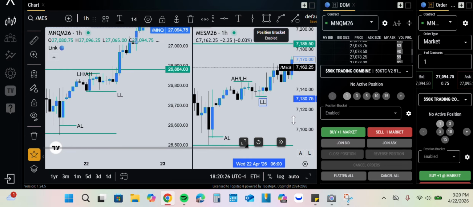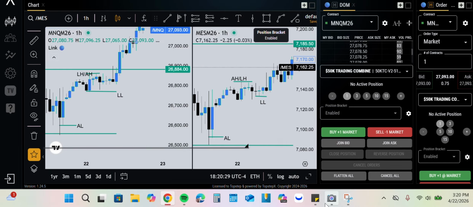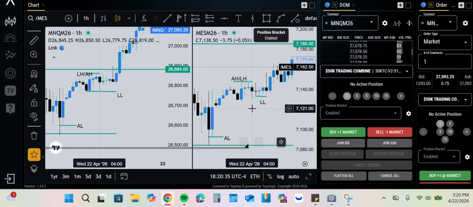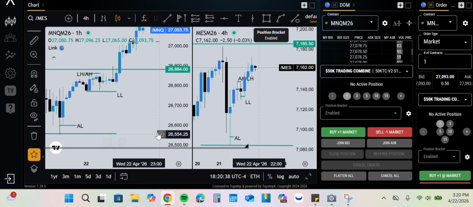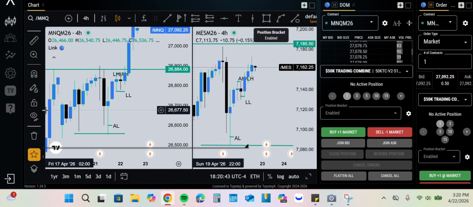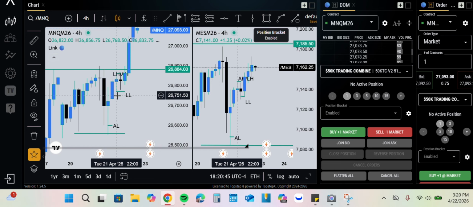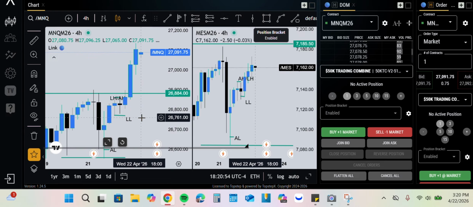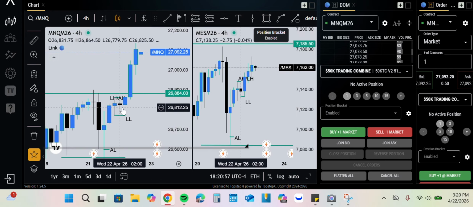Alright, now we have our sessions on both MES and MNQ. So now let's see the trend on the 4 hour. Let's go to the 4 hour on MES and MNQ. Alright, so the market opens and let's find, alright, 6 o'clock in the morning. Or not 6 o'clock in the morning. Alright, market opens around here between these two candles.